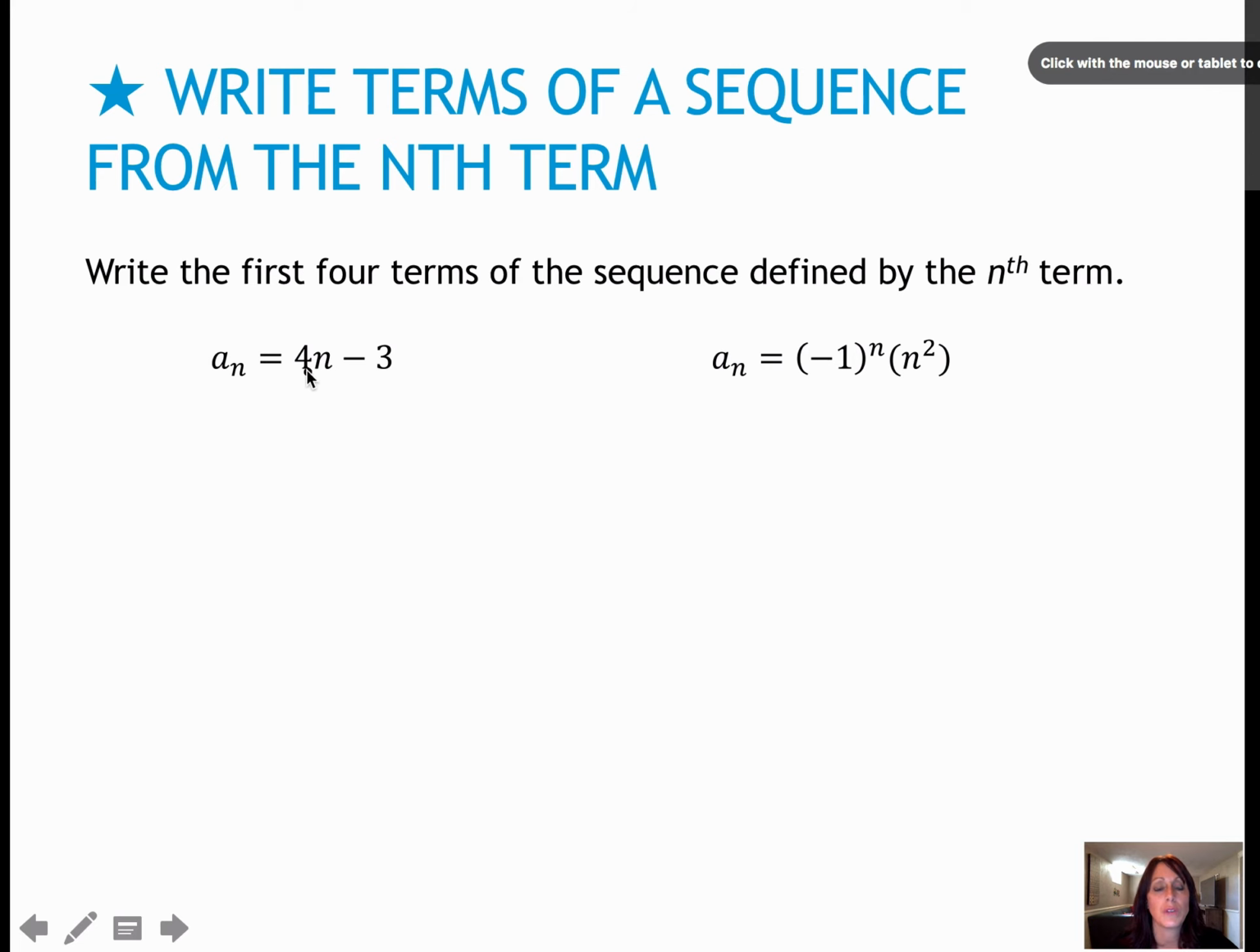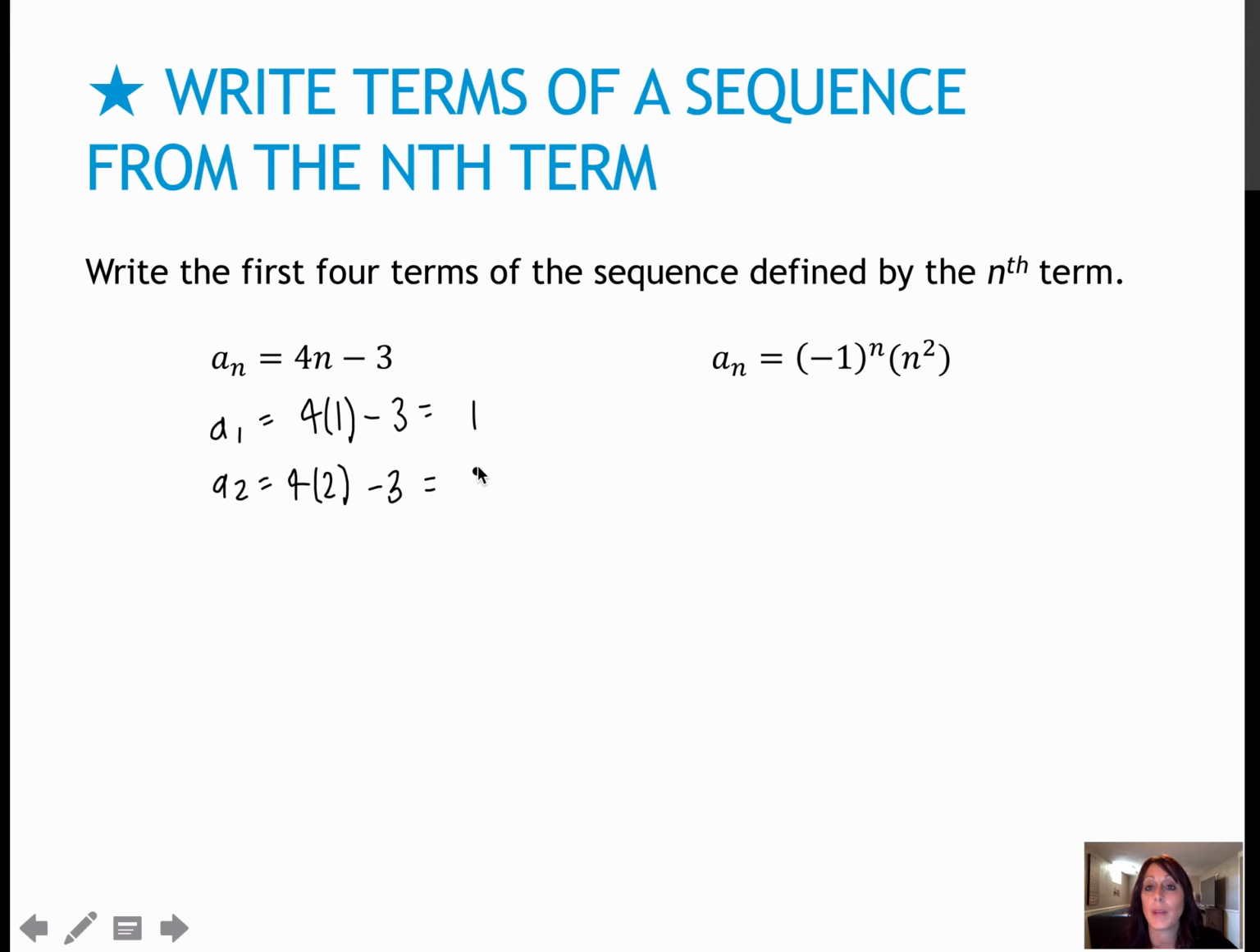For the first, finding the first term would be 4 times 1 minus 3, which is 4 minus 3, or 1. A sub 2 would be 4 times 2 minus 3, which is 8 minus 3, or 5. A sub 3 is 4 times 3, which is 12, minus 3, which is 9. And then a sub 4 is 4 times 4, or 16 minus 3, which is 13. And again, that pattern would continue.